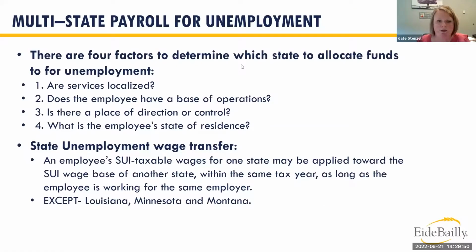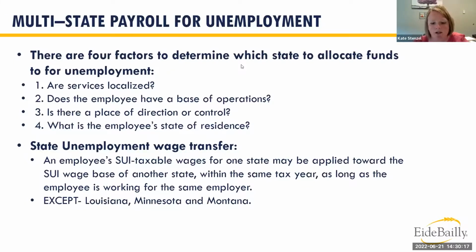So now that we've gone over withholding, we have to look at unemployment rules for multi-state payrolls. There are 4 factors to determine which state to allocate funds for unemployment, because you want to remember, you could have withholding for an individual on multiple states, but you only want to report unemployment to one state. You don't want to report state unemployment to all the states that you did withholding for.